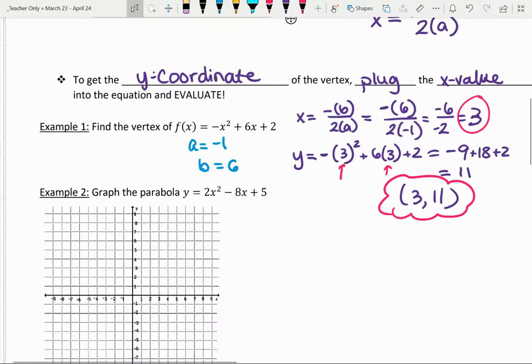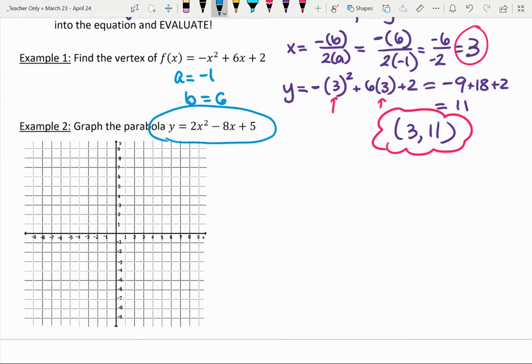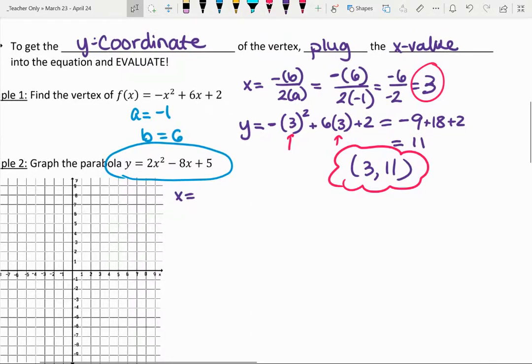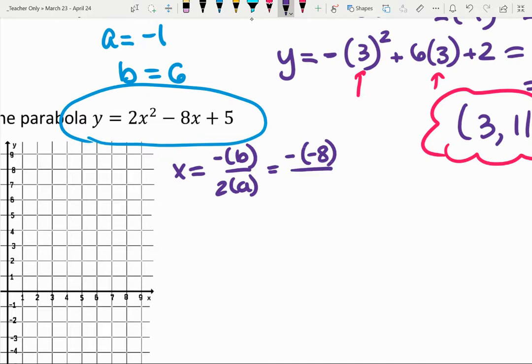So example 2, we are graphing 2x squared minus 8x plus 5. Just going to circle that here. So again, I want to start by finding my vertex. So I'm going to use my formula negative b divided by 2a. In this case, my b value is negative 8, and this is where those parentheses are really helpful, because negative 1 times negative 8 gives me positive 8 divided by positive 4, or 2.